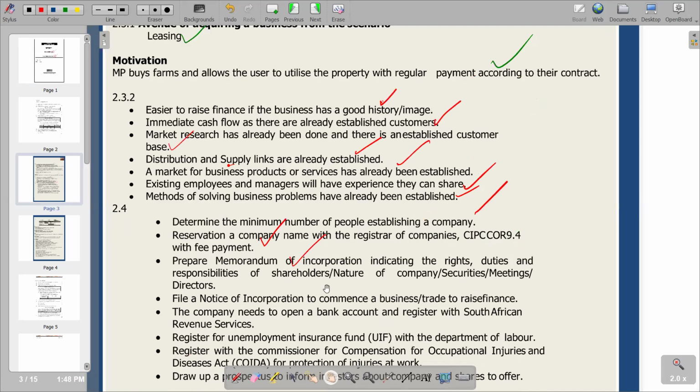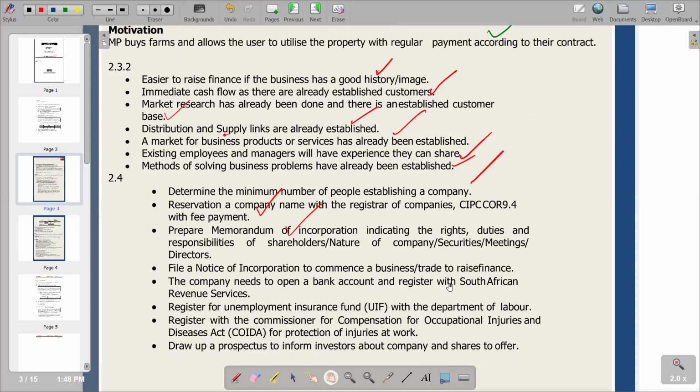The next one, file a notice of incorporation to commence a business or trade and to raise finance. So this also becomes another procedure which needs to be undertaken. Then you go to service. The essence is to register for tax with the South African Revenue Service, and for the Unemployment Insurance Fund, that is UIF, with the Department of Labour.